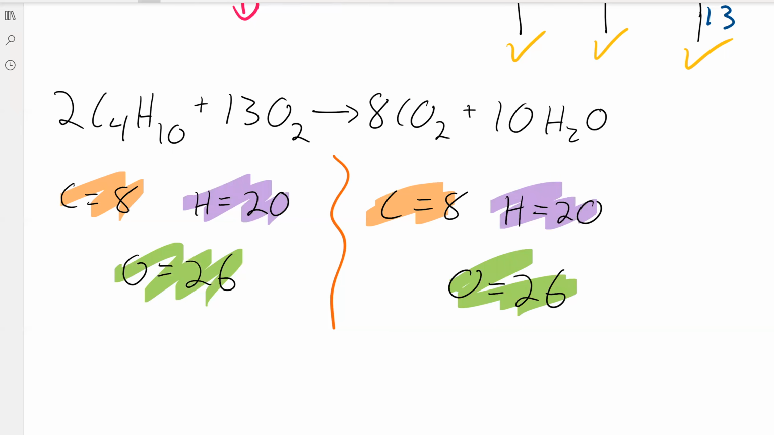Again, with balancing chemical equations, it's really just about practice. So if you need more practice, check out the worksheet and the extra resources and the virtual lab if we're going to do that.